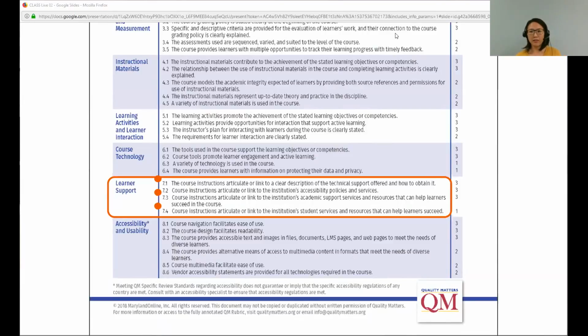So now that you have a sense of what to provide to students in the early stages of an online course, we'll move on to the OET resources that you can use, which we call the online readiness resources.